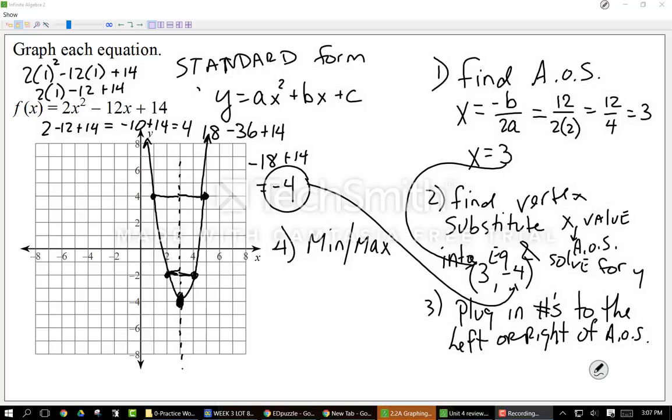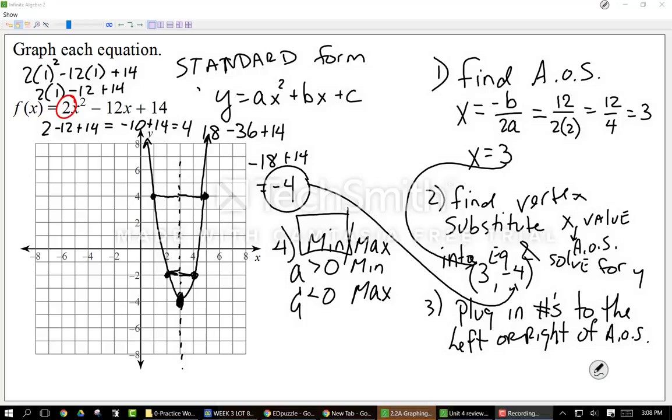Well, just like in vertex form, if A is bigger than 0, it is a min. If A is less than 0, it is a max. Well, what is my A? My A is 2. That is a positive number. So I get a min.